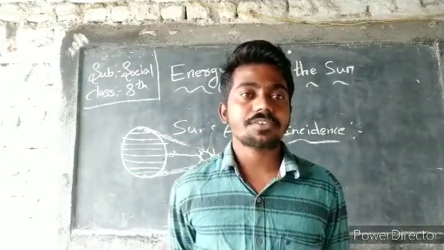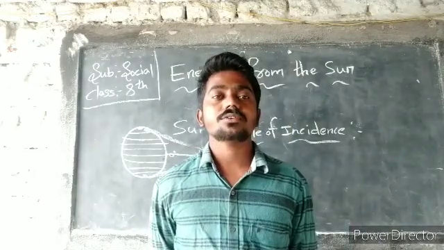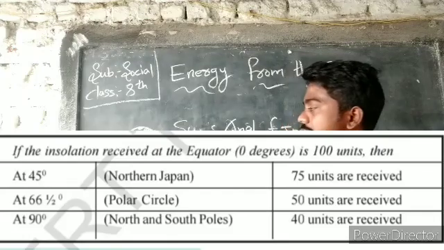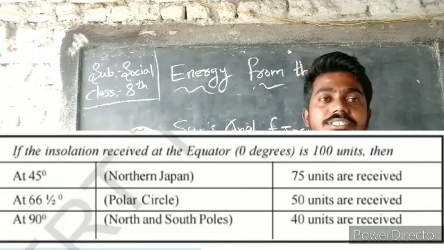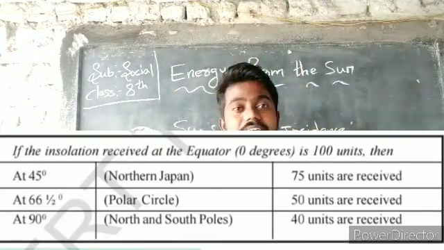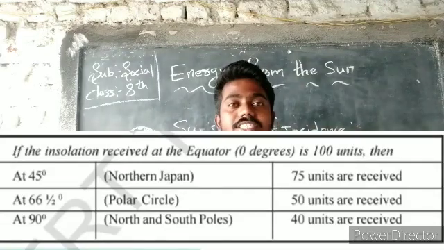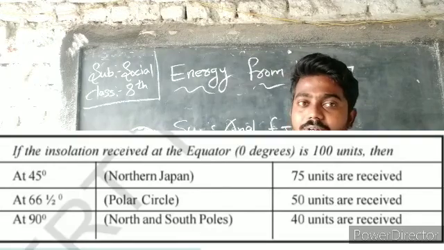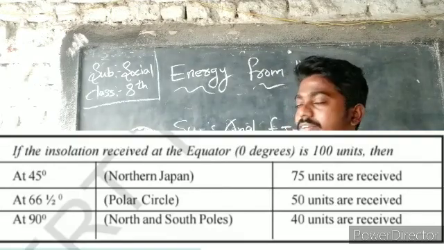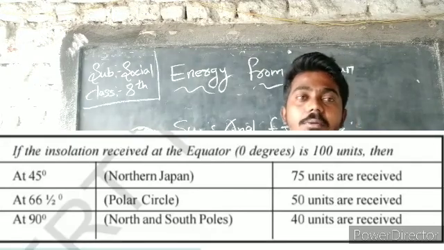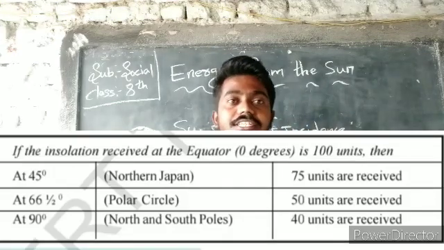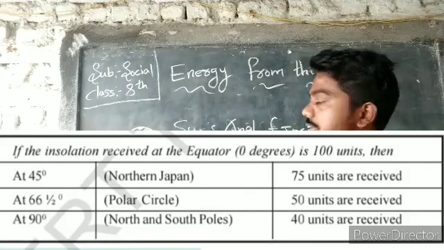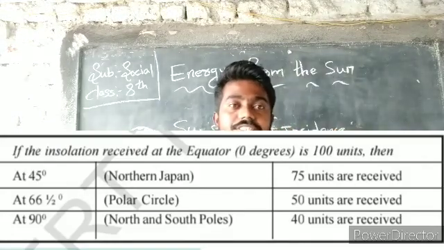What is the chart about? If the insolation received on the equator, 0-degree latitude, is 100 units. Insolation means the solar radiation the earth's surface receives. If the insolation on the equator is 100 units, then as I just told, near the equator we have a higher temperature than the poles. If you take 45 degrees, northern Japan, what is the units? At 45 degrees it receives 75 units.